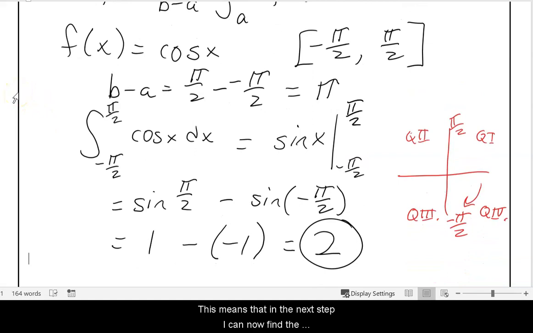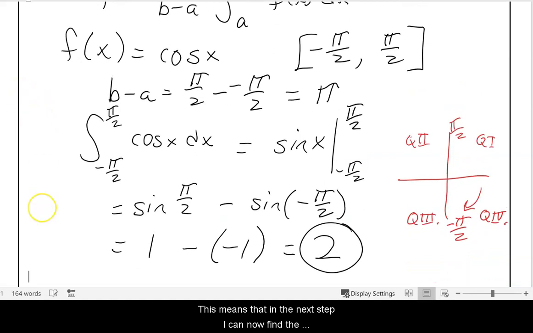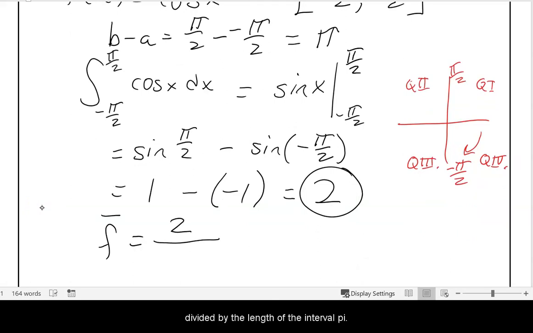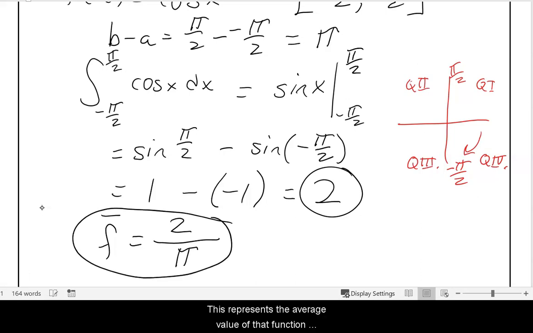This means that in the next step, I can now find that f bar, representing the average value, is the area divided by the length of the integral, pi. This represents the average value of that function between negative pi over 2 and pi over 2.